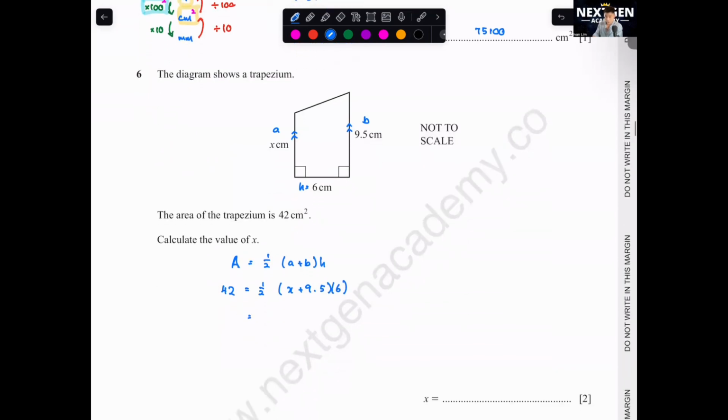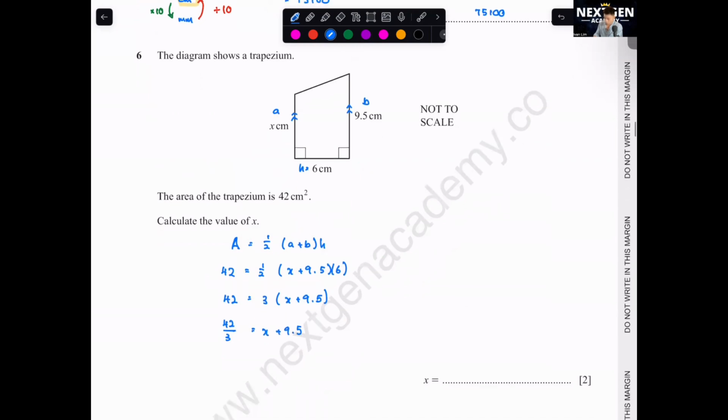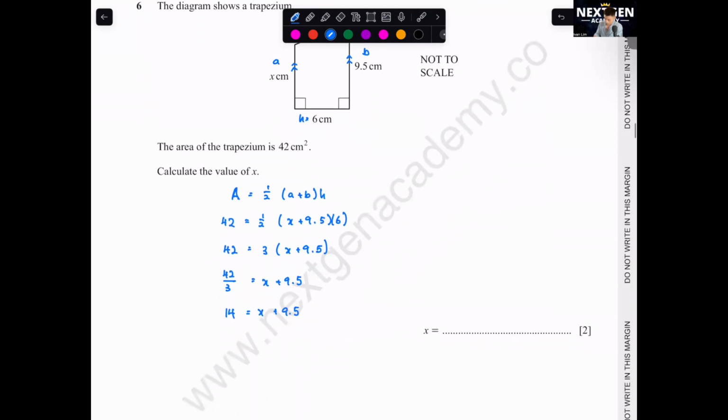Okay, we try to do this. Can we do this without calculator? 3 times (x plus 9.5). 42 divided by 3 equals x plus 9.5. 42 divided by 3 will be 14. So x plus 9.5 equals 14. Therefore, x will be 14 minus 9.5, which equals 4.5.